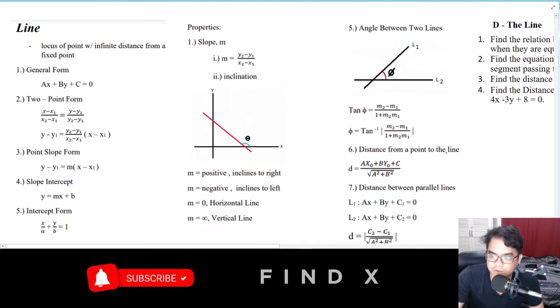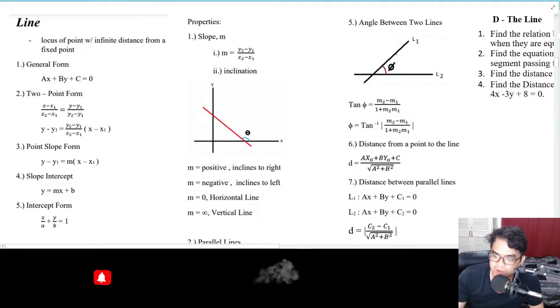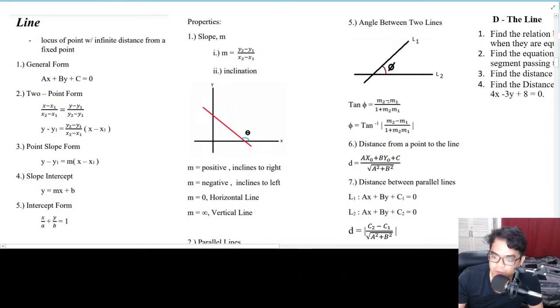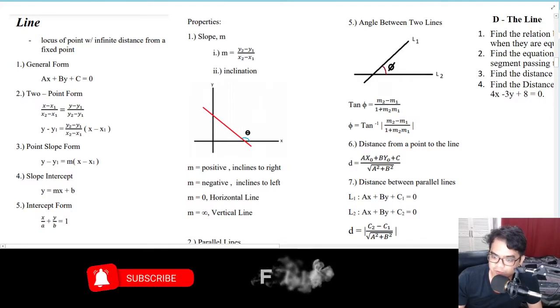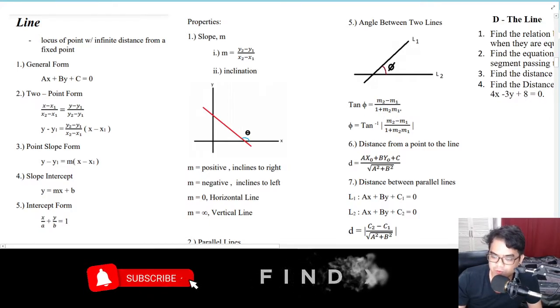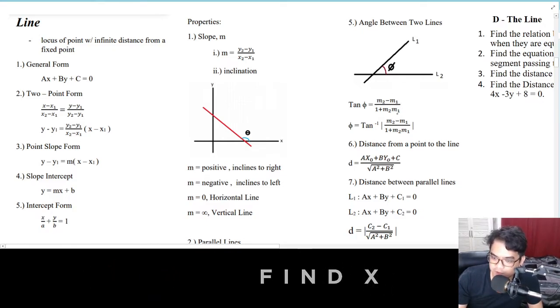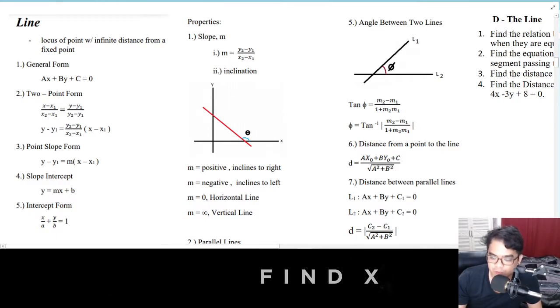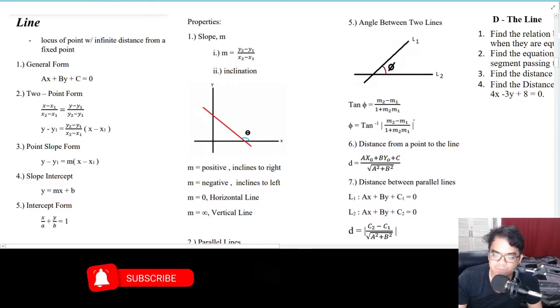Okay, angle between two lines. To get the angle between two lines, you have to get their slopes first. So tangent theta is equal to the difference of their slopes, m2 minus m1, all over 1 plus m2 m1, the product of the slopes. So difference all over 1 plus the product of their slopes. All you have to do is take the arctan of both sides, and then you'll have theta equal to the arctan of the difference of slopes all over 1 plus product of slopes.